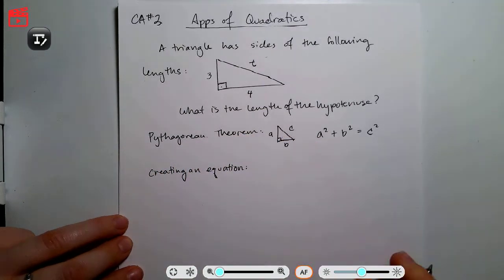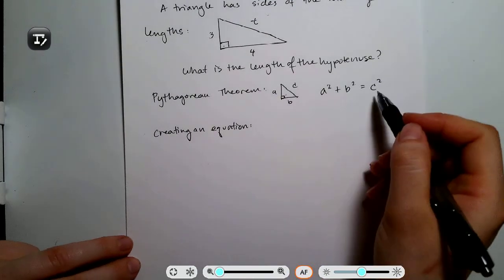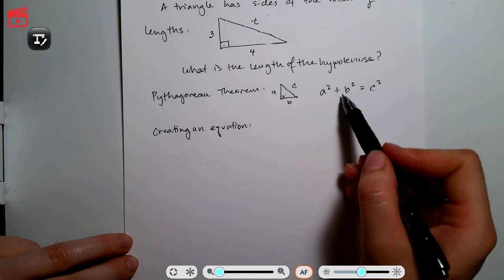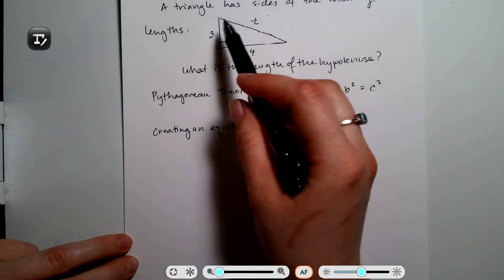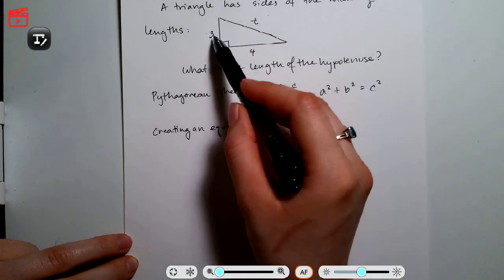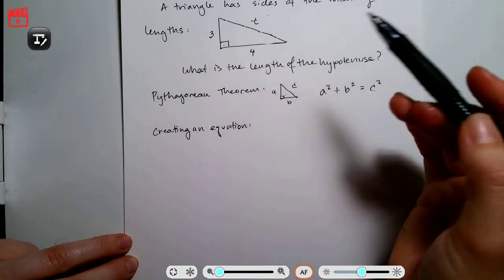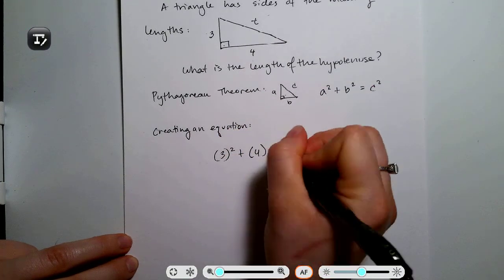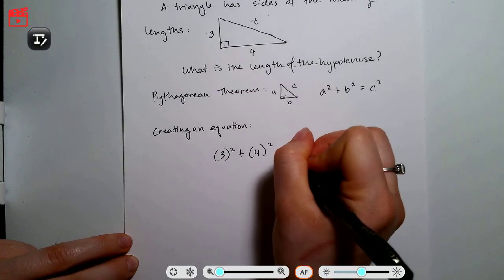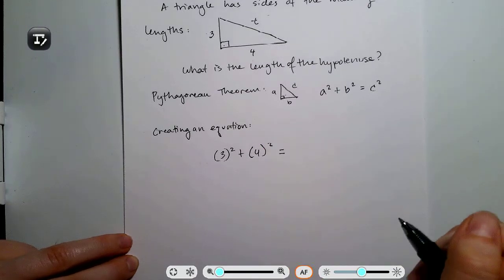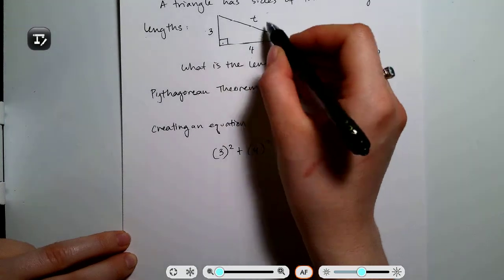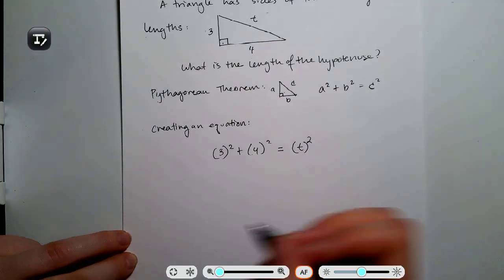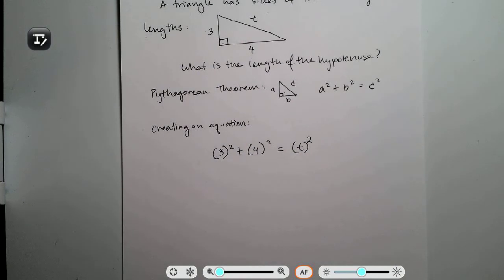All right, so using a squared plus b squared equals c squared, it actually doesn't matter which side is a or b, since it's just addition. So I'm just going to take my two legs, 3 and 4, and square them each. So 3 squared plus 4 squared. The Pythagorean theorem tells me that this should equal my hypotenuse squared, so t squared. All right, and there we go. I have an equation. So now I can solve for my variable t.